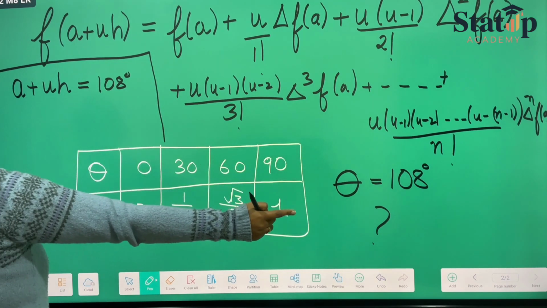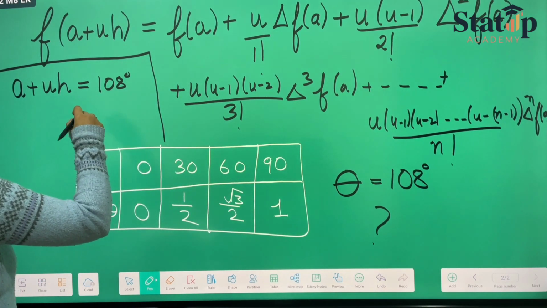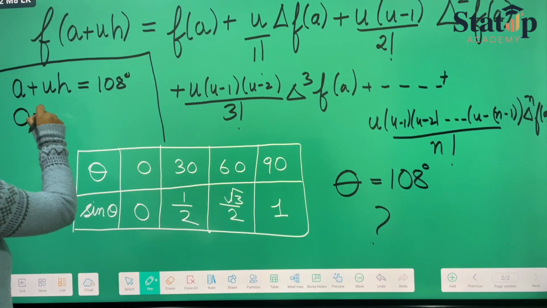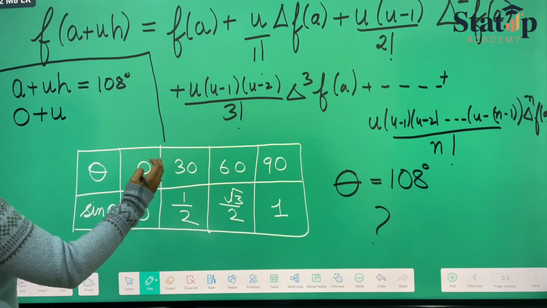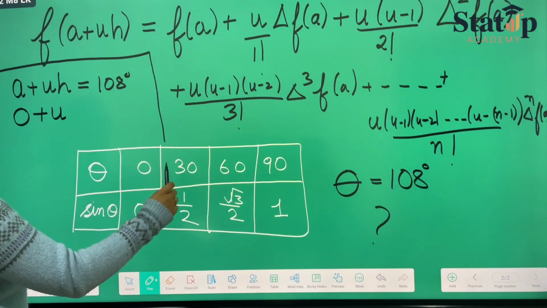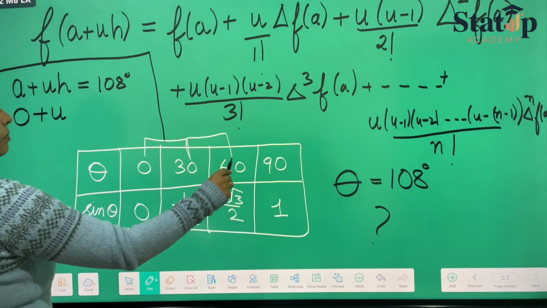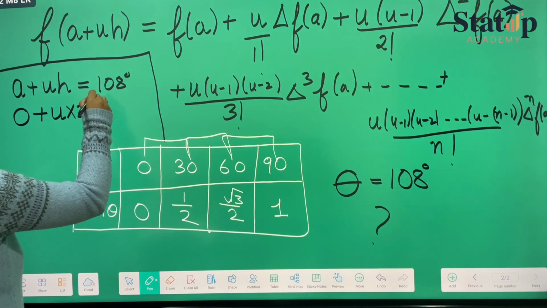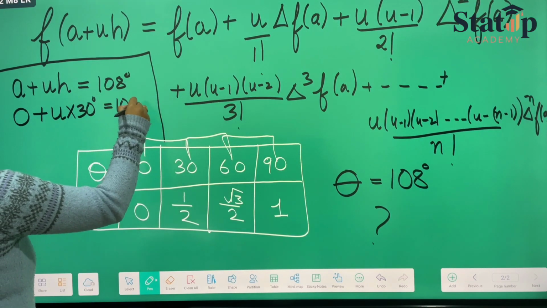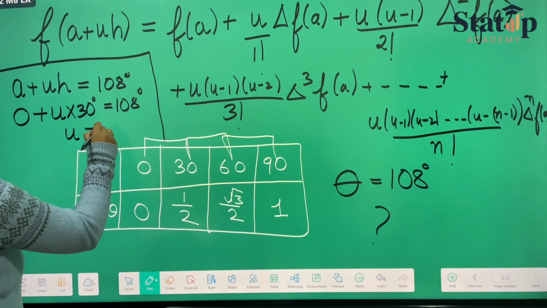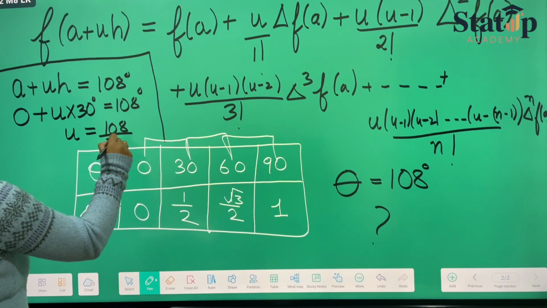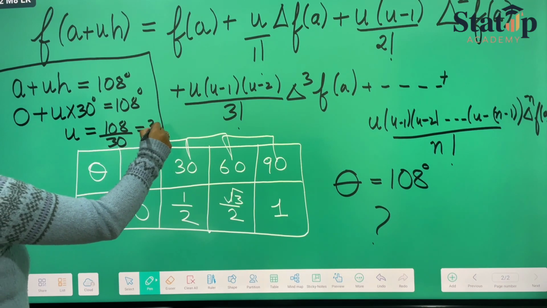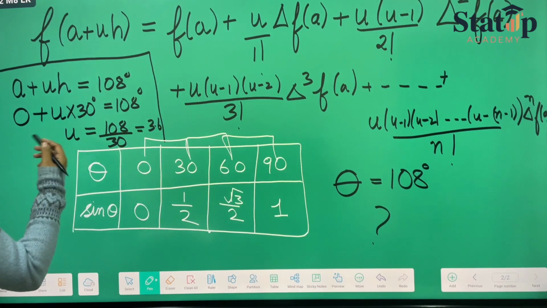If we put a plus u h as 108 degree, then the first term a is our 0. A would be 0, plus u we don't know, and h, the difference between them. As we see here, the difference between them is 30. So u into 30 equals 108. So our u will be equal to 108 upon 30, 3.6. So we have got u.